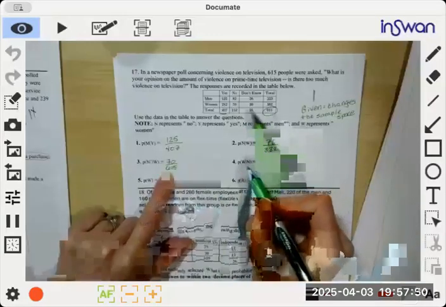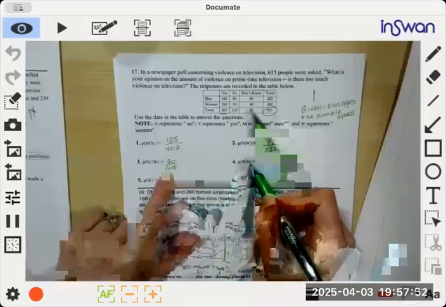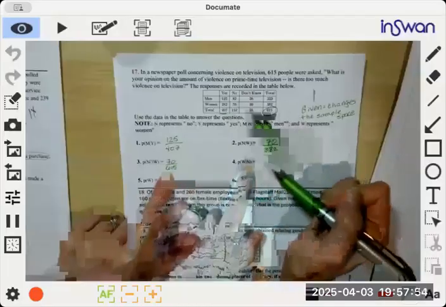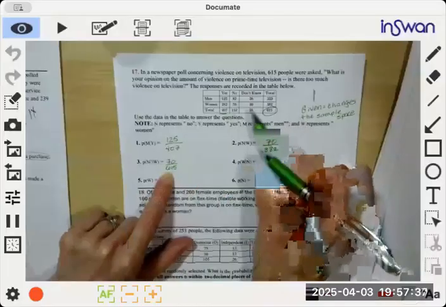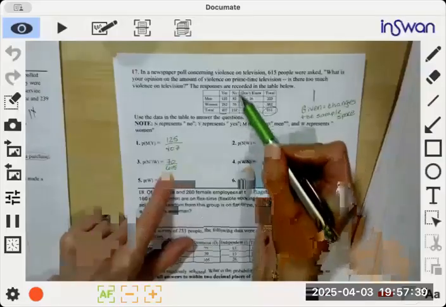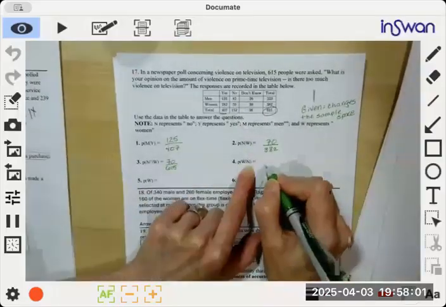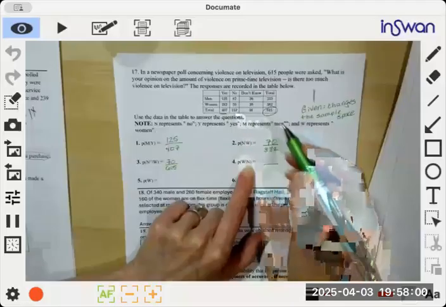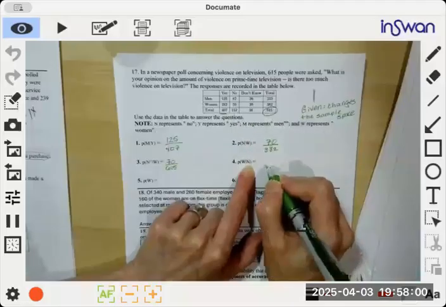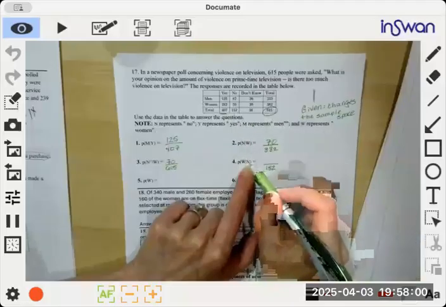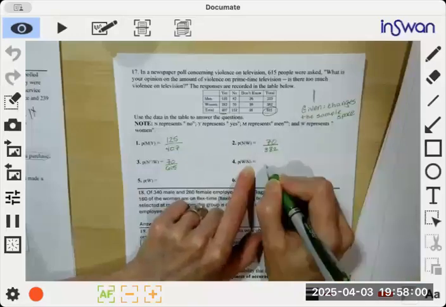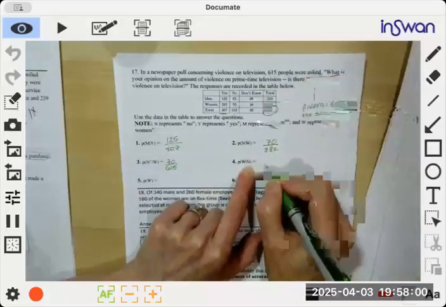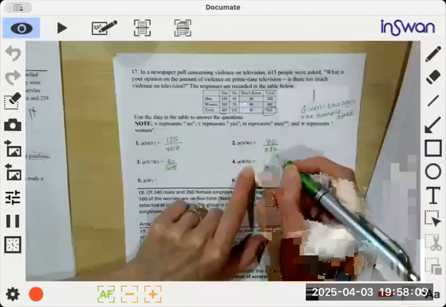All right, so now this one is telling us our sample space is just the N's, because it's given N, so just the no's. So our denominator is the total of the no's. And then how many women said no? And that would be 70.